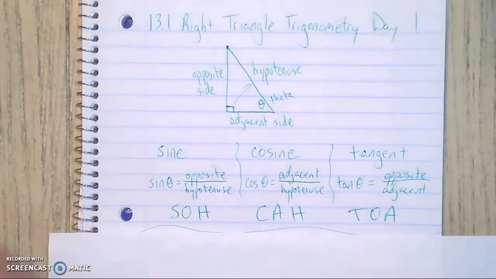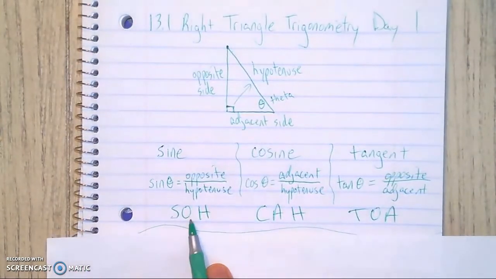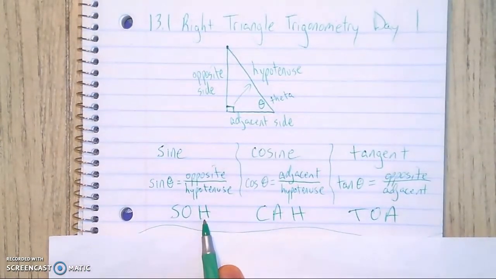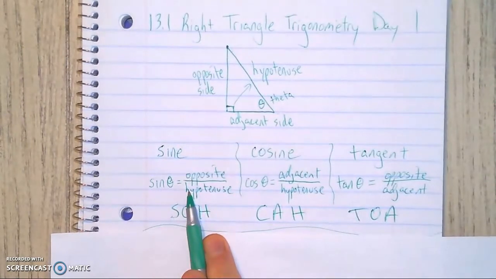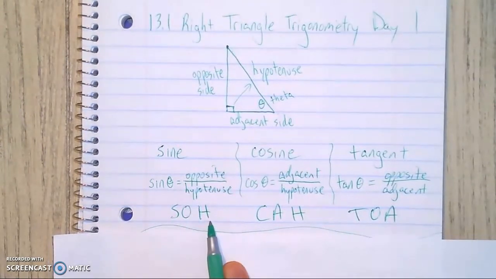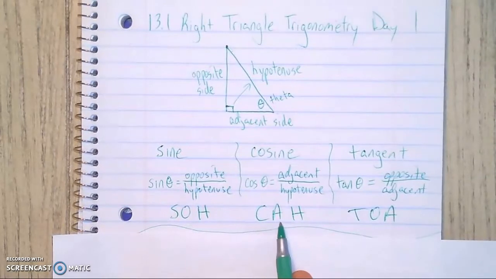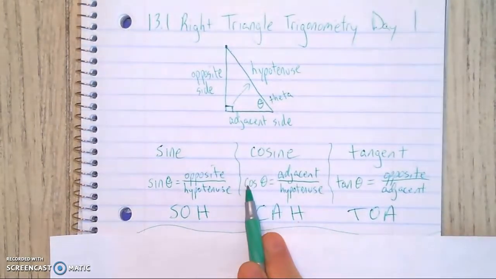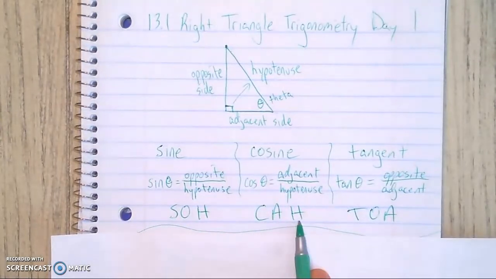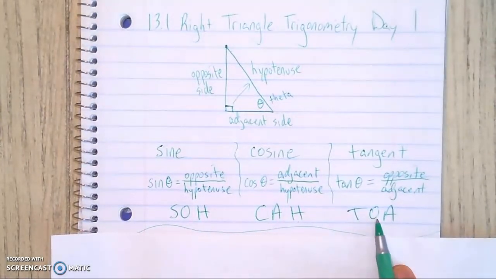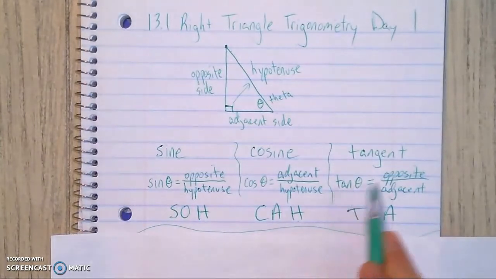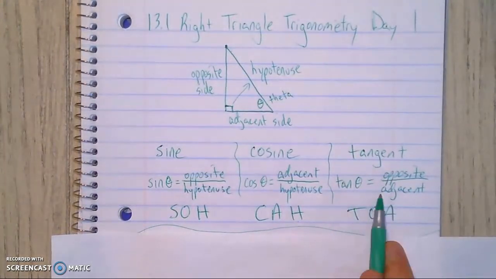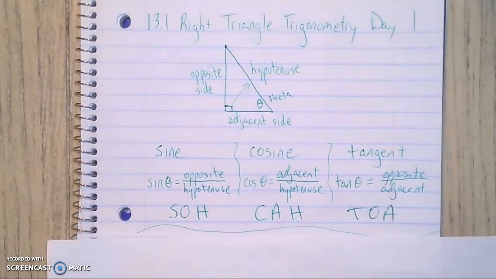And in short, that's reminding us that sine compares opposite over hypotenuse, SOH. Cosine compares adjacent over hypotenuse, CAH. And finally, tangent compares opposite over adjacent, TOA. So SOHCAHTOA, a really easy way to remember the three classic trig functions and what they compare in their ratios.